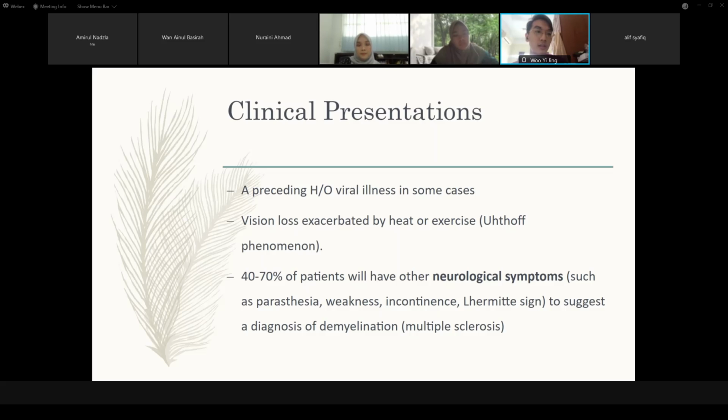And 40 to 70% of patients will have other neurological symptoms, such as paresthesia, weakness, incontinence, and it will suggest the diagnosis of multiple sclerosis.